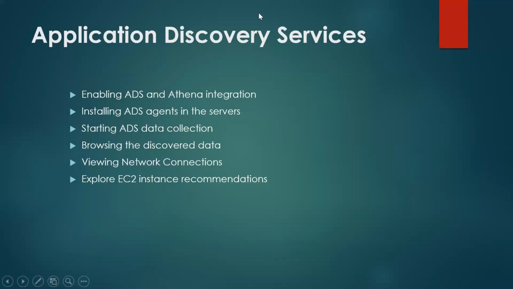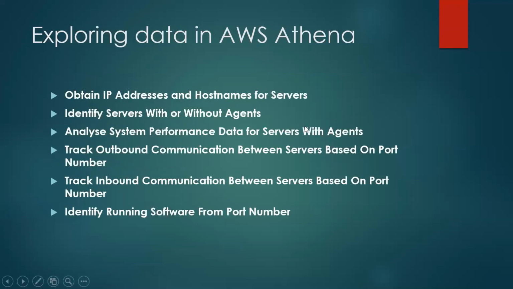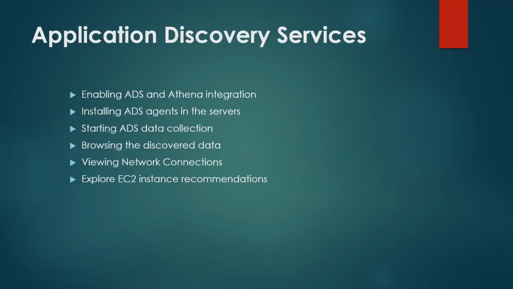So we have almost covered a lot of things in this. We have installed ADS, started data collection, browsed the discovered connections, viewed network connections, and explored EC2 recommendations. So that was it for this part about ADS, data being discovered, and exploring the EC2 recommendations. In the next practical, I will talk about exploring the database data that we collected so far in AWS Athena. I hope that will be again quite informative. So let's see you in the next video.